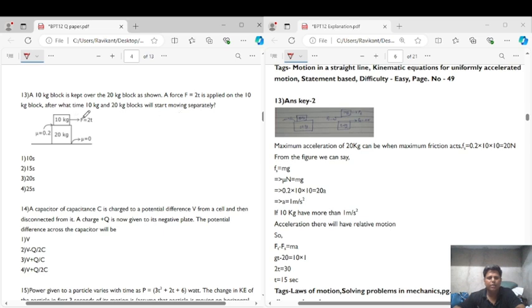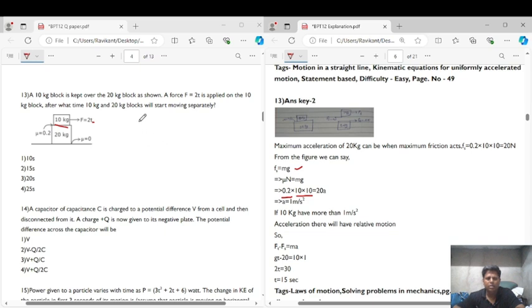They will start moving separately when the force applied exceeds the static friction force between the two blocks. So the maximum force which could be applied is the frictional force, that is F equals mg. So mu N equals mg. Mu is given as 0.2, and the normal reaction force will be 10 into 10, that is m into g. M is equal to 20 into A, right?